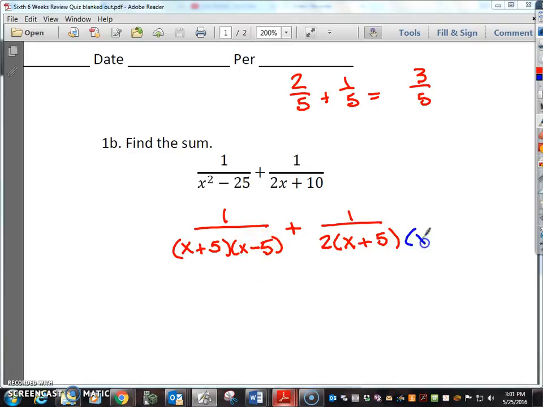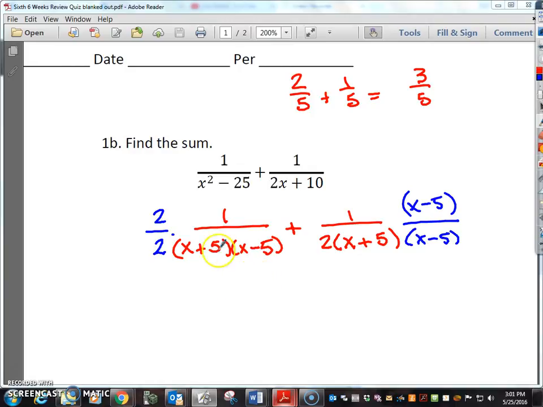So I'm going to put what? An x minus 5 here at the bottom and the top, because that's what's missing. This one has a 2. Does this one have a 2? No. So I'm going to multiply it on this one. So now they're the same. 2 times x plus 5, x minus 5. 2 times x plus 5, x minus 5. Does everybody see that? Just like 5, 5, 5.